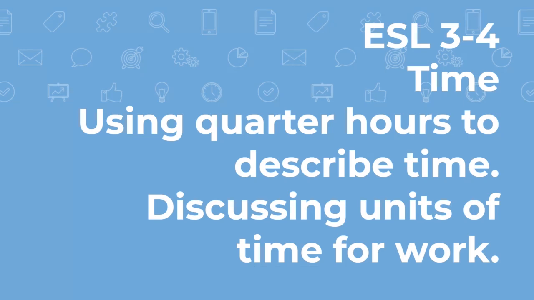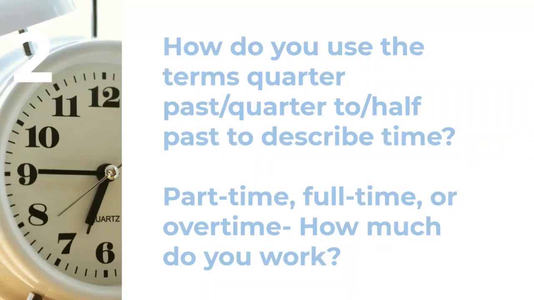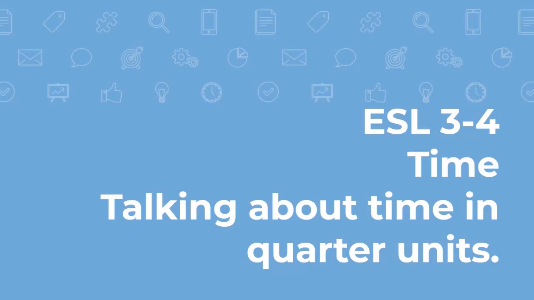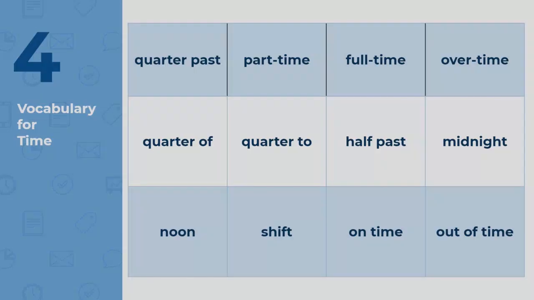This week we're talking about time. We're going to discuss using quarter hours to describe time, and we're going to discuss units of time for work. So the big questions are, how do you use the terms quarter past, quarter to, and half past to describe time? And then another question is part-time, full-time, or overtime? How much do you work? Let's begin by talking about time in quarter units.